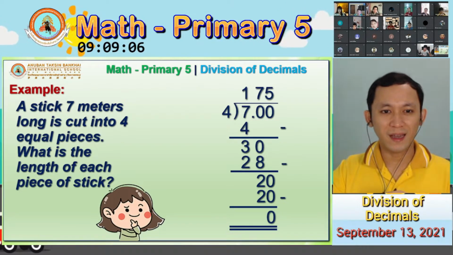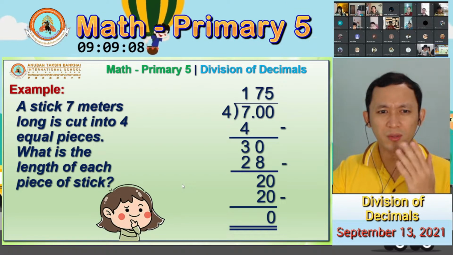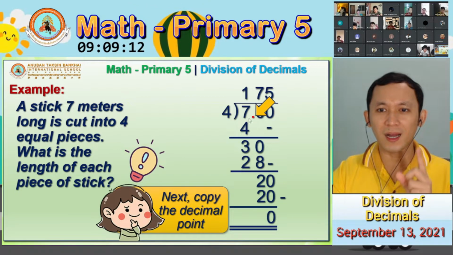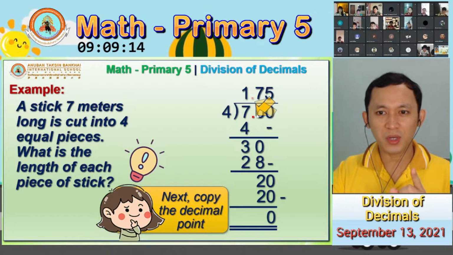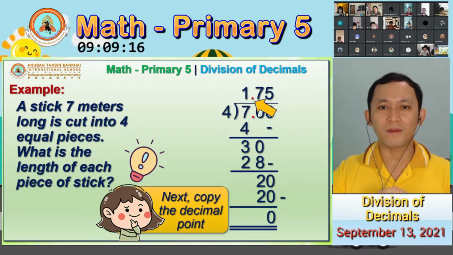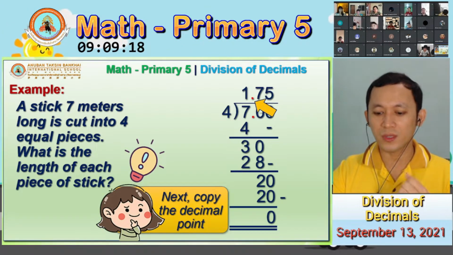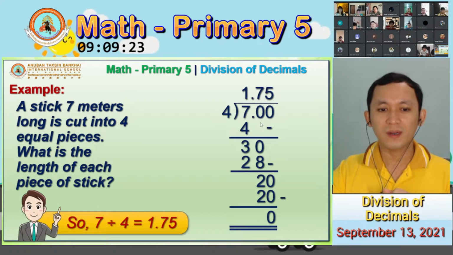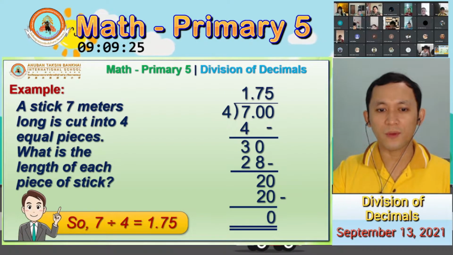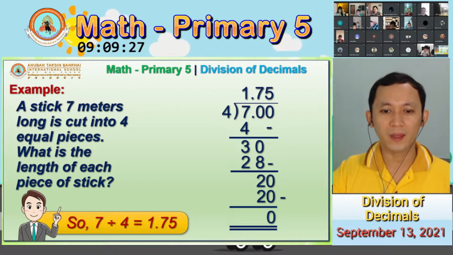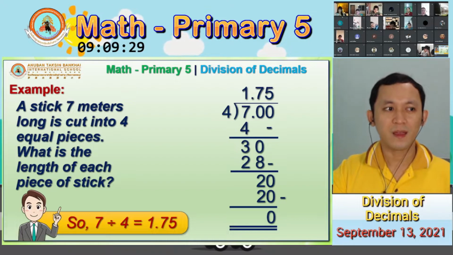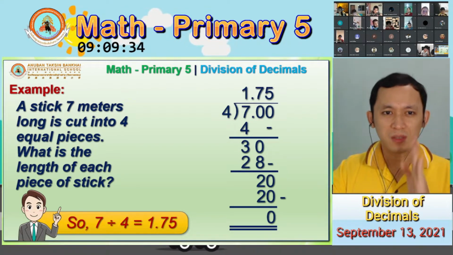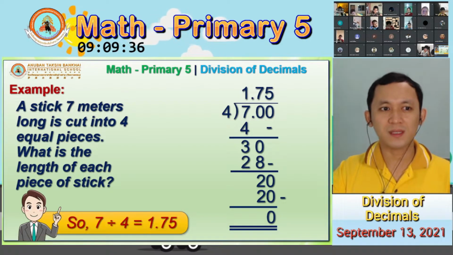Okay. Now, teacher, what's next? What are we going to do next? Of course, do not forget your decimal point. So you're going to write it just above your dividend. So therefore, our answer, 7 divided by 4, is equal to 1.75. Okay. Now I know that some of you are confused, so Teacher M will help you discuss this one in Thai.